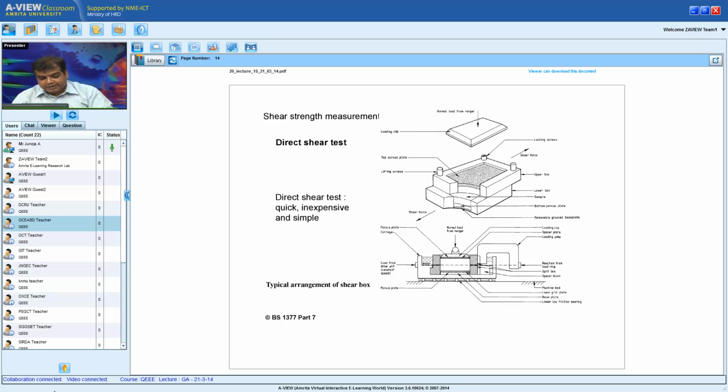Over here I have an example of a test through which we measure the shear strength of soil, and we only have time to look at the direct shear test, which is the simplest of all tests. And let me spend the next 5 minutes just to explain this test procedure.